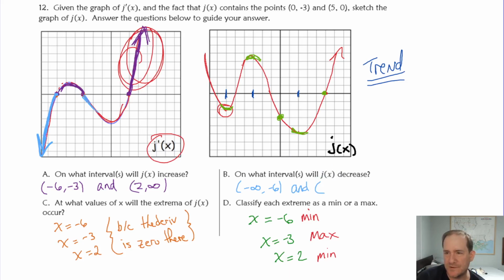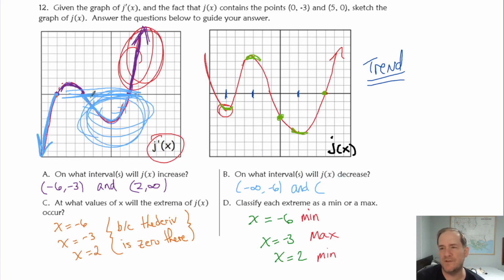And we also decrease from here to here because, again, when the derivative is negative, notice I'm not looking at the decreasing and increasing part. I'm just looking to be under the x-axis. So this is negative. That means the function decreases between those values. So between -3 and +2. All right, that's it. Moving on.